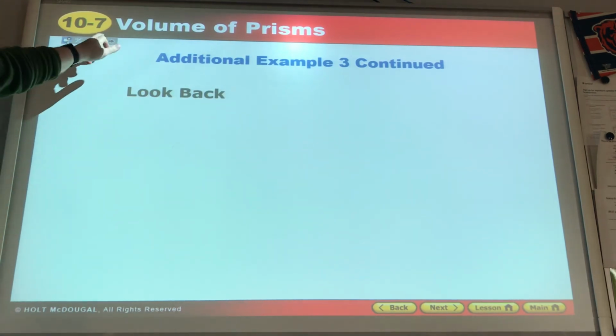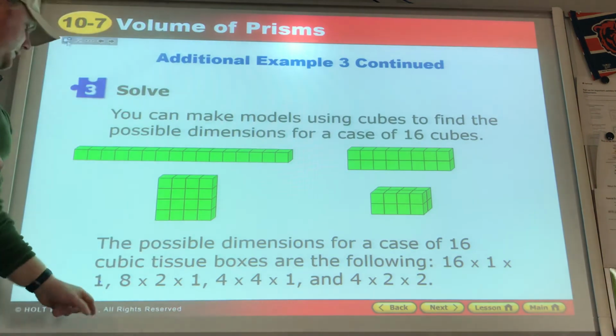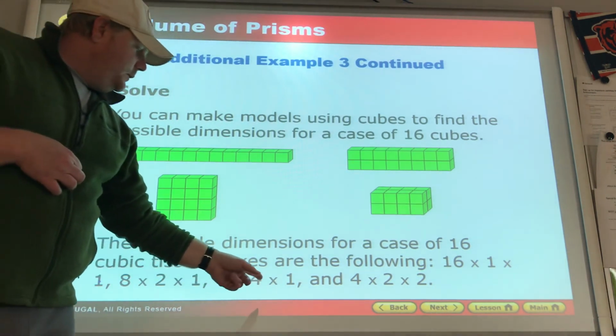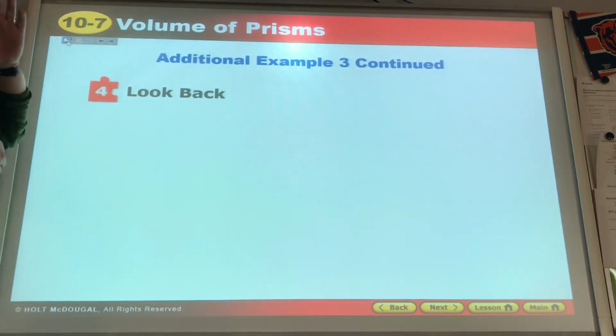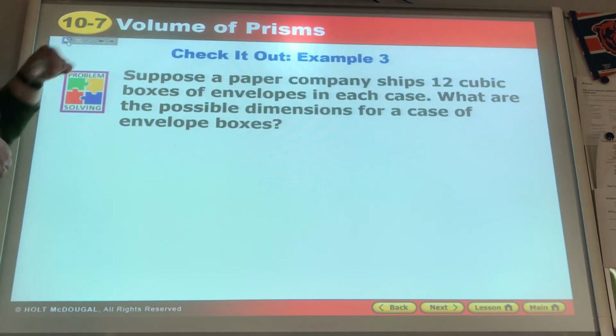16 times 1 times 1, comma, 8 times 2 times 1, comma, 4 times 4 times 1, comma, and 4 times 2 times 2. All right, now we look back. Each of those showed 16, so we knew we were correct.